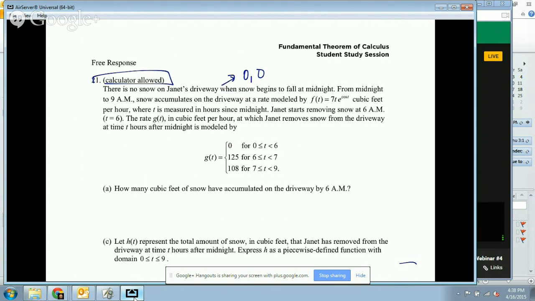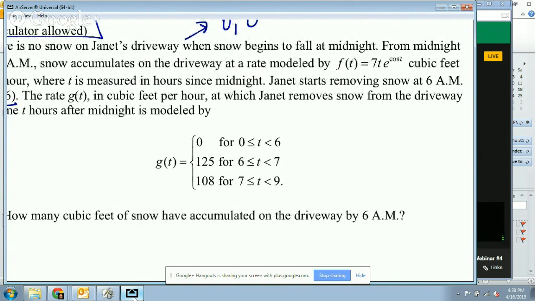So I have this f of t, cubic feet per hour, where t is measured in hours since midnight. Removing snow at 6 a.m., so that's when t is equal to 6. It's really nice that they gave that to us. The rate g of t in cubic feet per hour at which Janet removes snow from the driveway at time t hours after midnight is modeled by this beautiful piecewise function here. And I say it's beautiful because it is nothing but constants. You could not ask for a better gift.